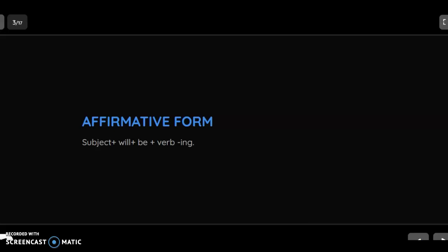Now let's see the formula in affirmative. We use the subject plus will plus the word be plus the verb that ends in ing. This is a formula that you already have in your notebook. So let's start with the exercise.